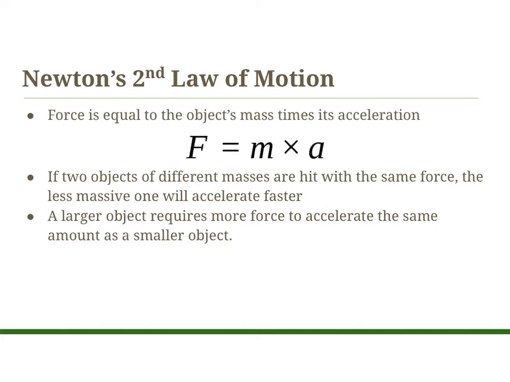So what that means is if I take a ping pong ball and a bowling ball, and I hit the ping pong ball and the bowling ball with the same force, the ping pong ball will go faster. And the other point here is that a larger object requires more force to accelerate the same amount as a smaller object. So if I wanted them to go the same speed, the ping pong ball and the bowling ball, I would push the ping pong ball with very little force, but the bowling ball with a lot of force to make them move at the same speed.